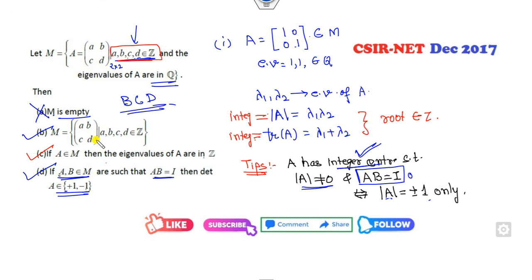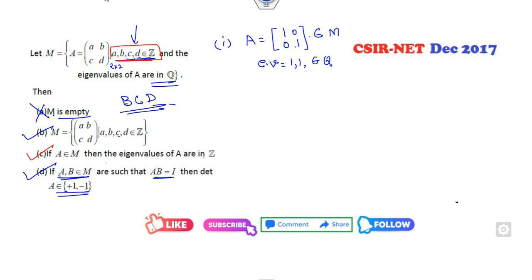Now, just a, b, c, d are integers. No, I think this option is wrong. If I simply choose the matrix to be this number, a, b, c, d, then M, all the eigenvalues are in Q. What are the eigenvalues? 0. Does 0 belong to Q? Does 0 belong to Q?